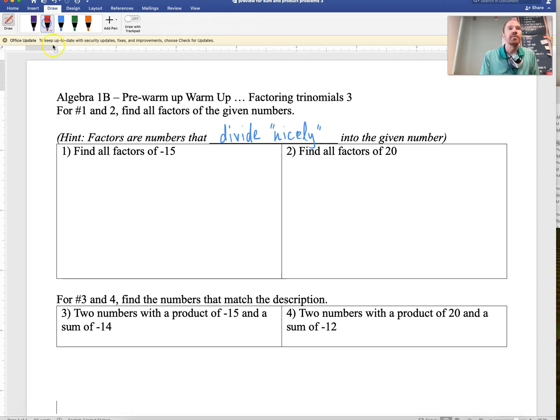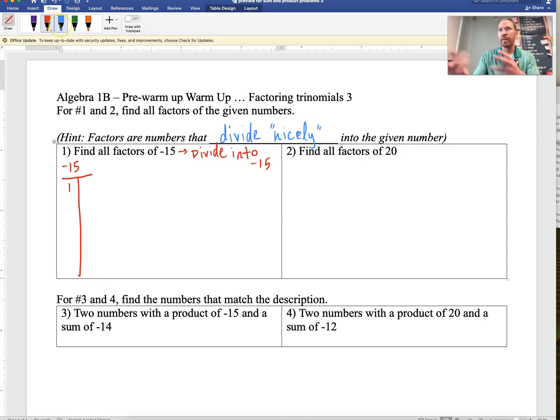So number 1 here, when we're trying to find all the factors of negative 15, we want to divide nicely into negative 15. So we can do a t-chart, what I call a factor t-chart. And we can always start with 1, and it turns out if you've been following these, you remember that it's always going to be 1 and the number, so 1 and negative 15.